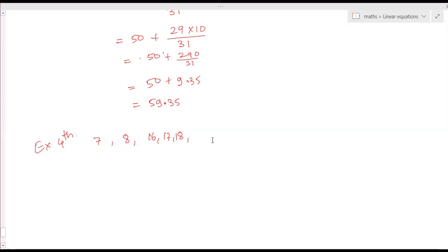Okay, so these 5 questions we are solving. These are based on the median, ma'am. Yeah, the median part. Okay, ma'am.